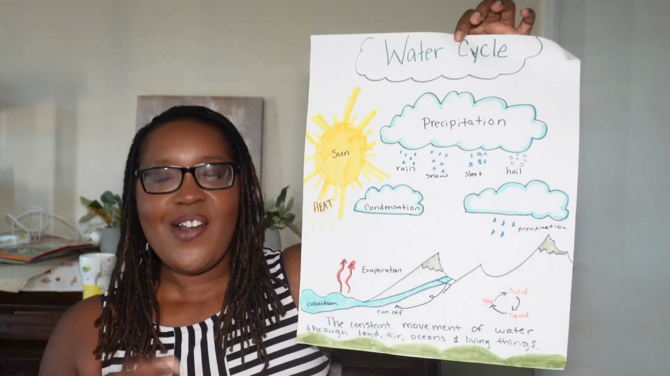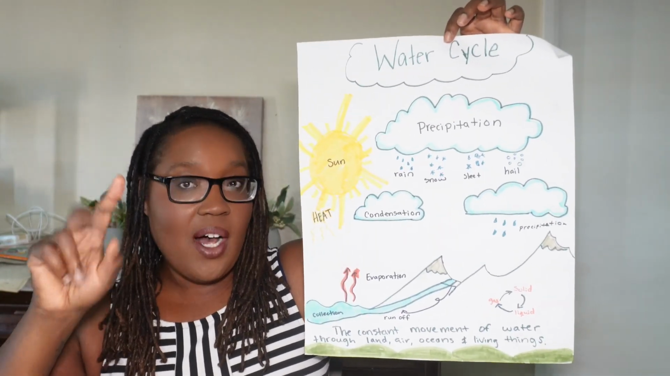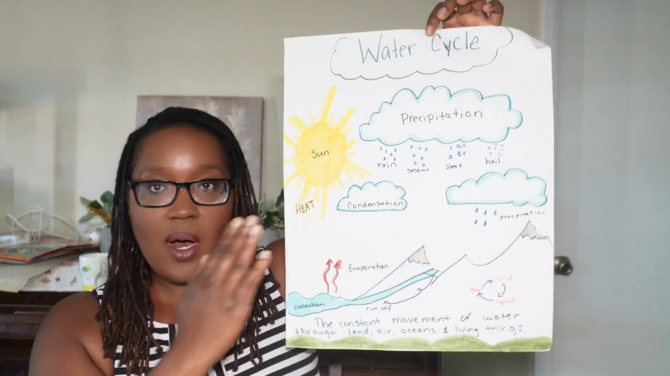My name is Ruth. I make signs to help them in their learning process. So, sign number 1, the water cycle. Remember, my kids are in grade 1 and 2. It's a basic understanding of how water cycles through the earth.